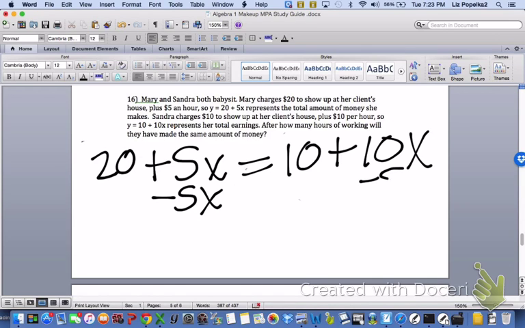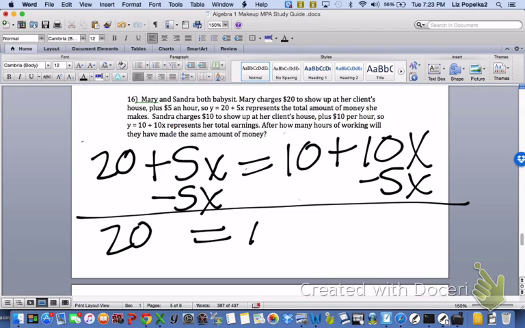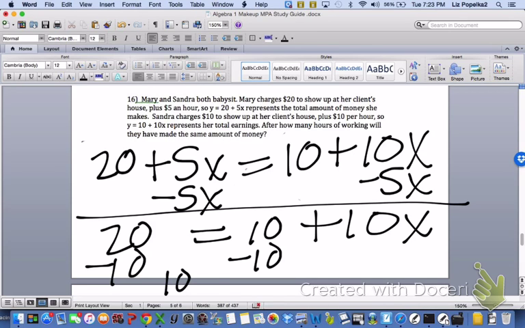So I'm going to subtract both sides. 20 is equal to 10 plus 10x. Subtract 10 from both sides. 10 is equal to 10x. Then we're going to divide both sides by 10. So that means that they will actually be the same. Oh my gosh. Oops, boo-boo. 10 minus 5x certainly isn't 10x. Duh, Miss Papelka. It's going to be 5x, which is going to change things a little bit.